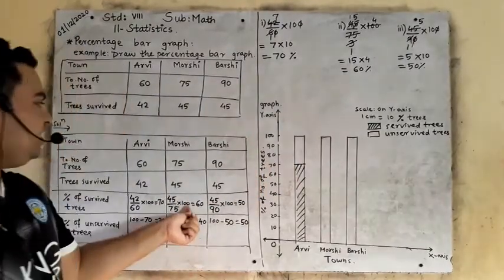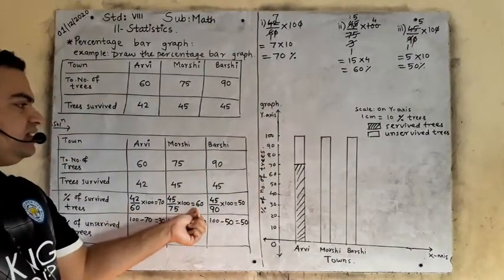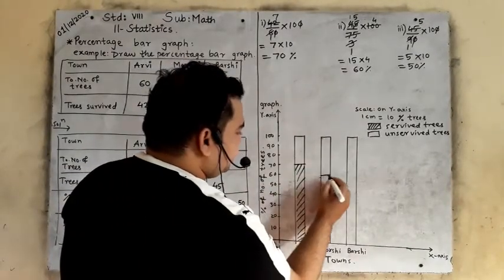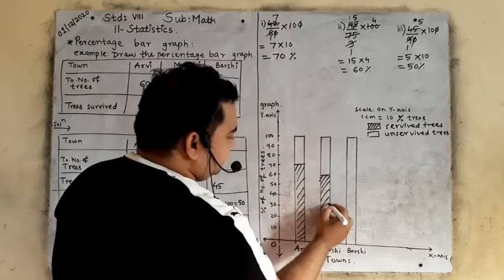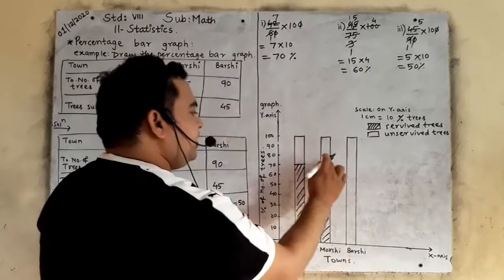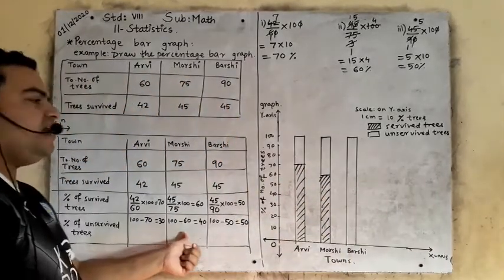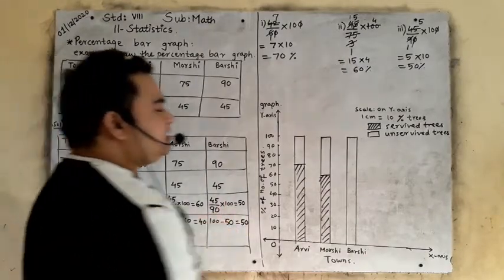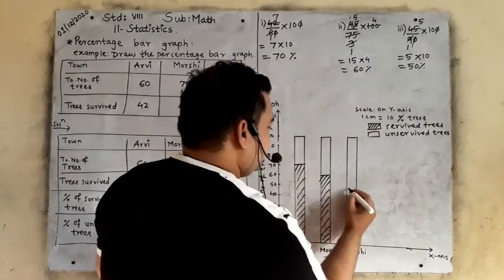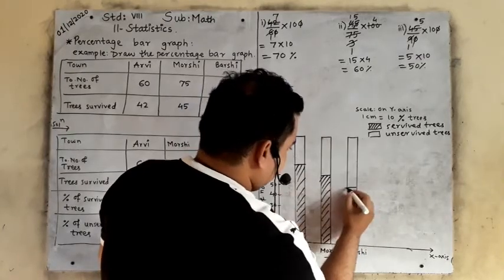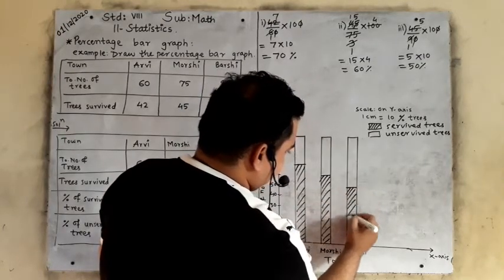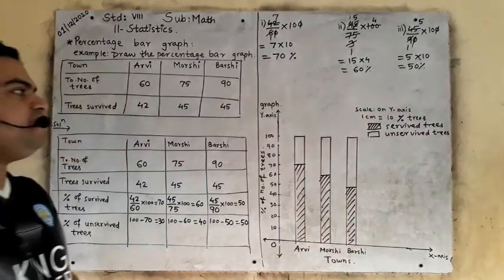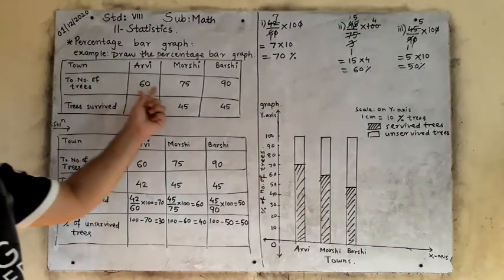Now see, in Morshi 60% trees are surviving. So you will take 60% here. You will fill the 60% here. The remaining percentage, 40, is for unsurviving. See, in Barshi 50% trees are surviving. So you will mark till 50. 50%, and the remaining 50% for unsurviving. So this is how you have to draw a percentage bar graph.